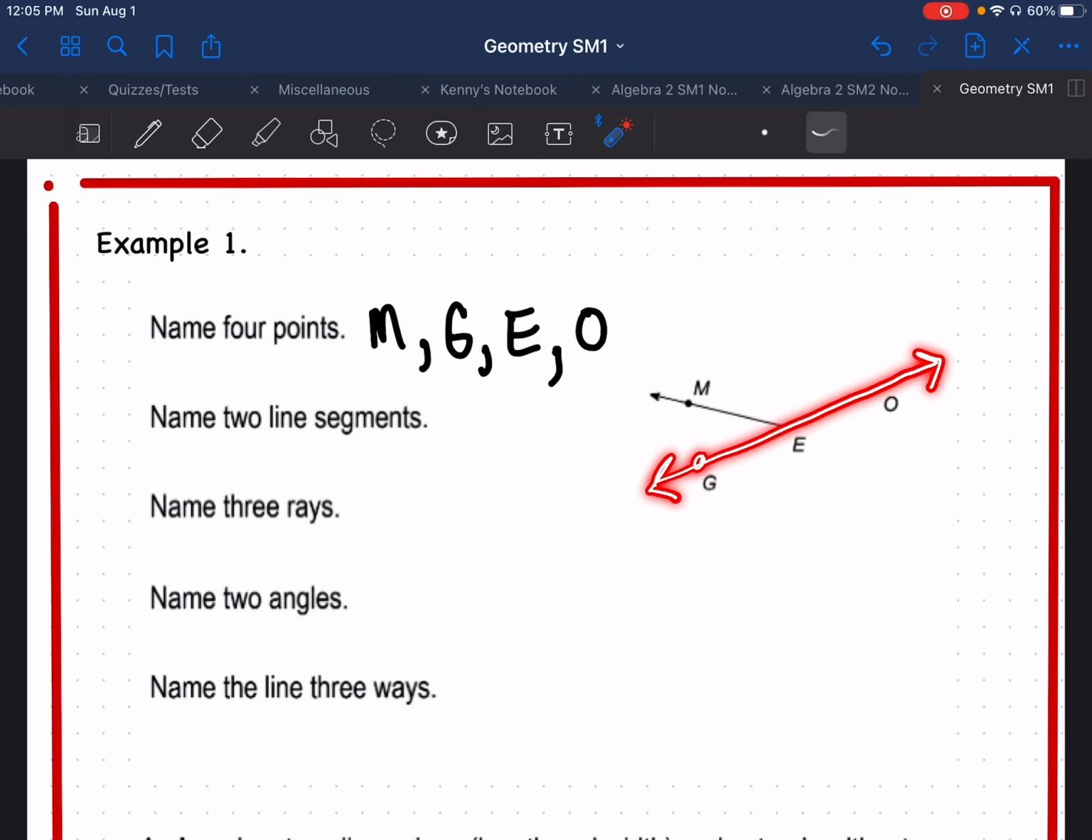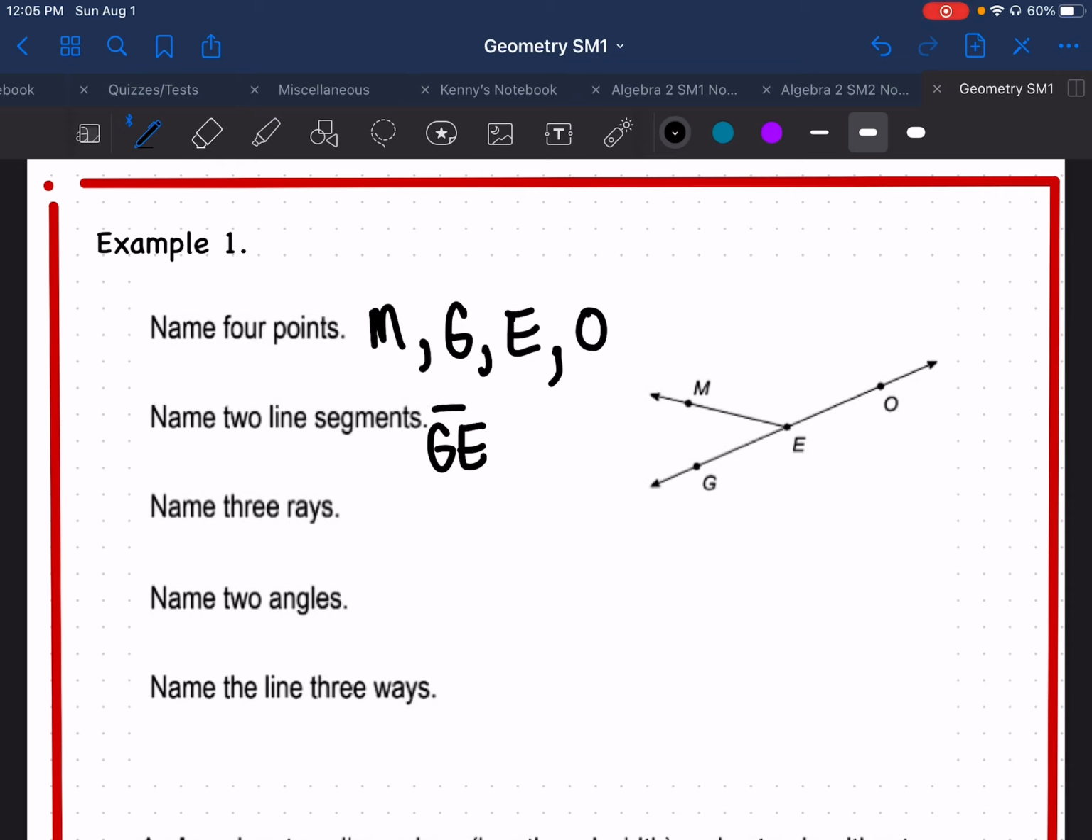And so a segment would be like from G to E. So I'm going to go ahead and put the letters G and E. It's my choice. I could flip them. That's okay. And the symbol for a segment is simply a line. A segment has a beginning and it has an end. So it does not continue on in either direction. So it's just a straight line.